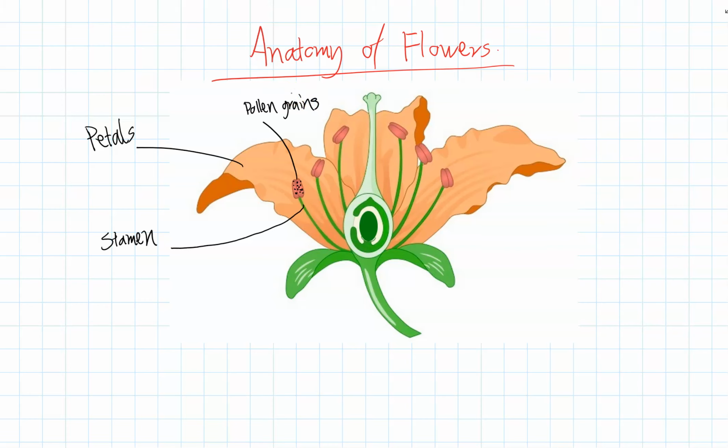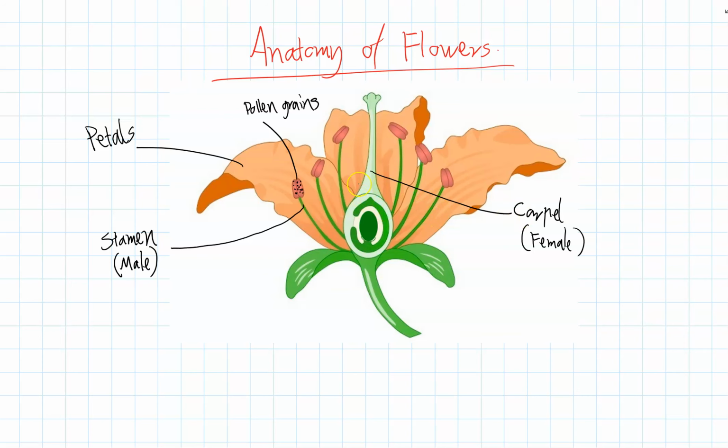Okay, then the other important part is called the carpel. And this is the female part of the flower, because this is what receives the pollen grains from other flowers. And we call the stamens the male part because they have the pollen grains, which are like the sperm cells, but for flowers.